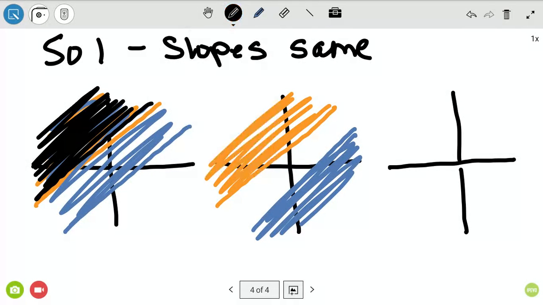No overlap, right? So the answer here is no solution because there is no overlap.